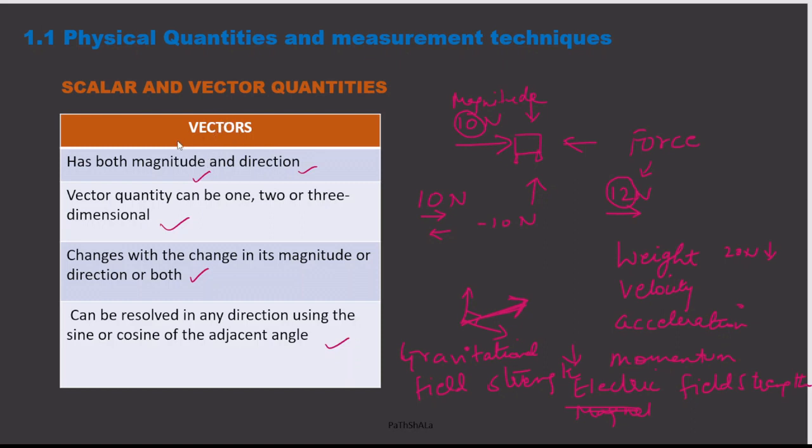Just for a revision, vector quantities have both magnitude as well as direction. They can be 1D, 2D or 3D and they change with a change in magnitude or direction or both. They can be resolved in any direction. Some examples are force, weight, velocity, acceleration, momentum, electric field strength and gravitational field strength. So what is the basic difference between scalar and vector quantities? Scalar quantities have only magnitude, but vector quantities have magnitude as well as direction. Got it? Moving on to the next.